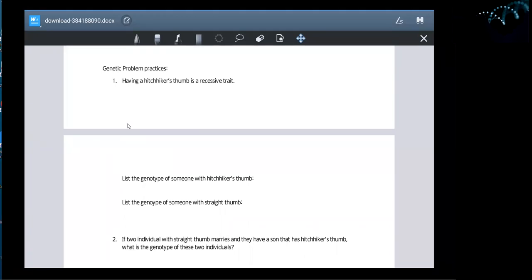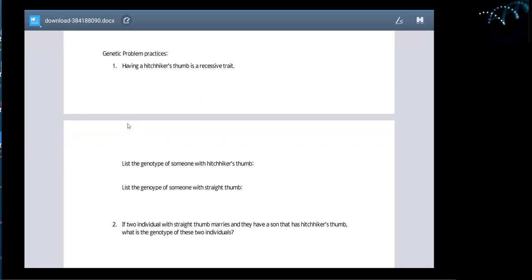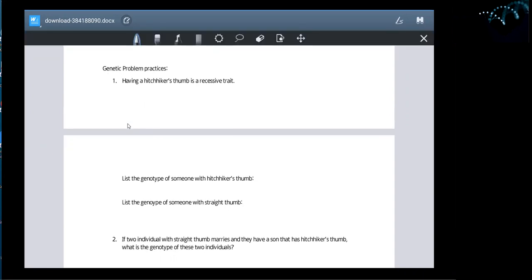Okay, so let's start. Usually, a genetic problem starts with a description of whether the trait, either a disease or a trait seen, is recessive or dominant. And our goal is then to decipher this and assign letters so we can begin to solve the question. Now, let's see. The first question says, having a hitchhiker's thumb is a recessive trait. So what does that mean? That means you need two alleles to form hitchhiker's thumb.